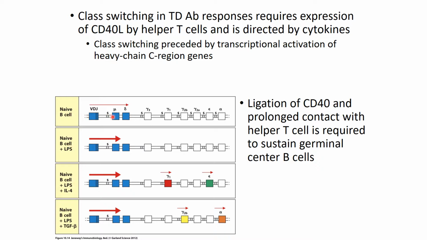Naive B cell will go through and slowly change. Go through the steps to switch from, like I said, IgM to IgG, epsilon at the heavy chain. Depending upon the signals, LPS, LPS IL4, LPS TGF beta, you'll see this switch go from a naive B cell, which is going to stay as an IgM.